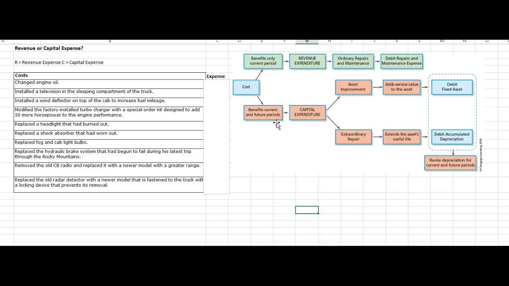which means you would end up depreciating it along with the asset. Now, I know that sounds a little bit confusing, but bear with me and I'll show you. You'll see some examples here.